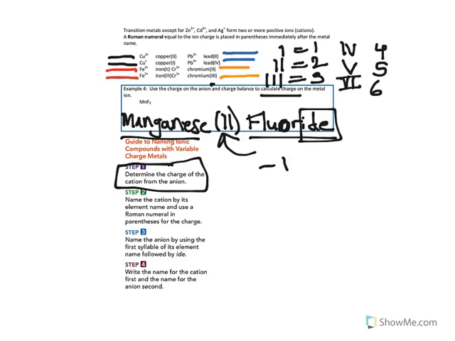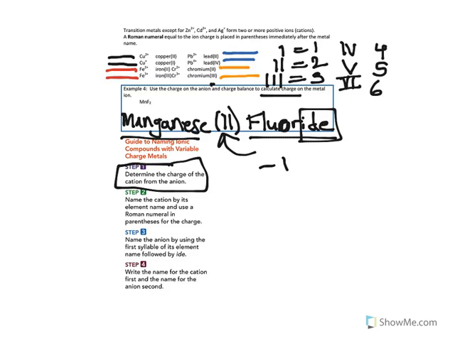All of the 6A's or 16's, oxygen, sulfur, they form a -2. All of your 5A's or 15's, like nitrogen and phosphorus, those form a -3. So again, the charge on the anion doesn't change.